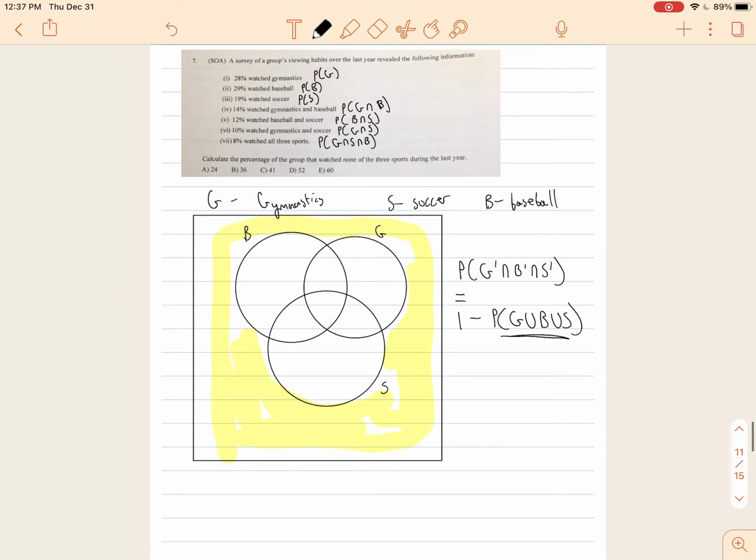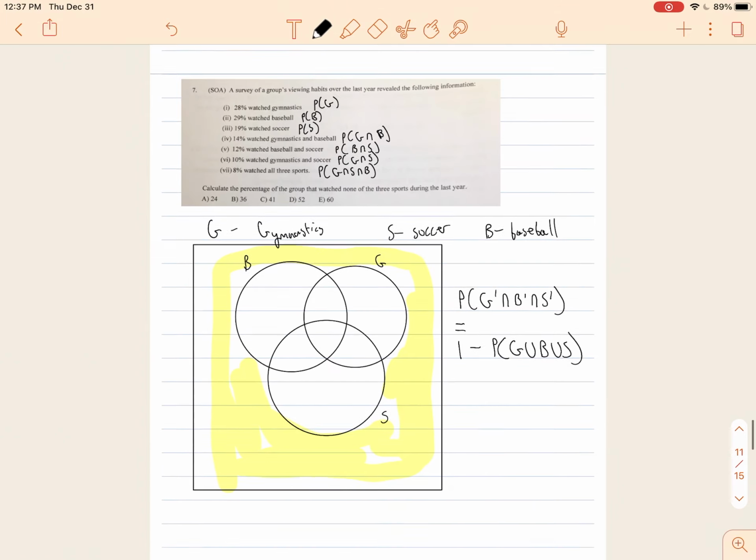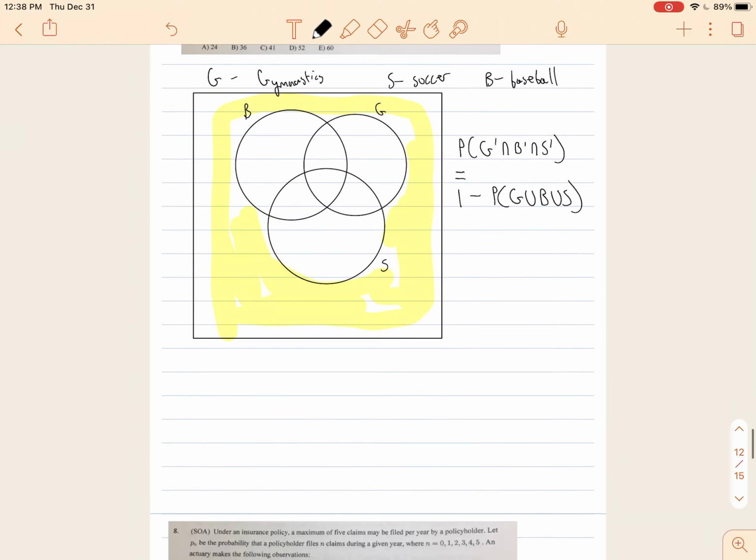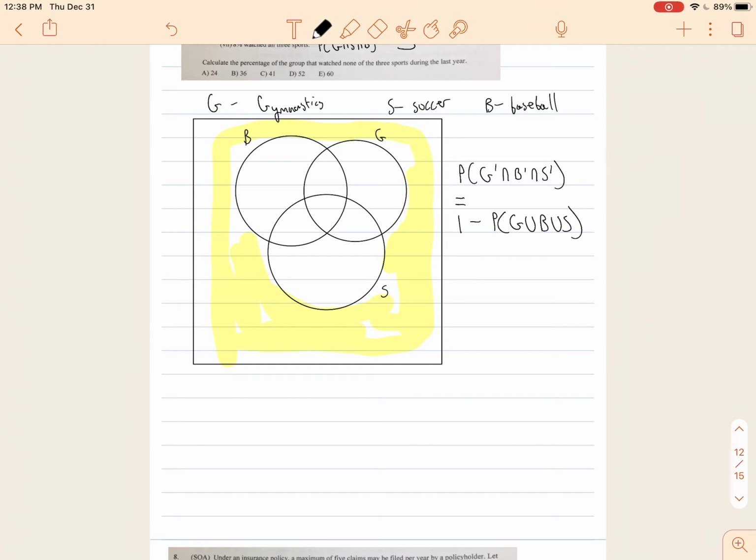But how can we find this? Well, look at the information we're given. We're basically given every single data point in here. The only problem is that sometimes they are repeated. So the probability of G already contains the intersection of G and B, and the intersection of G and S, and the intersection of G, S and B, right? So to find the union, you just have to use the union formula, but on a larger scale. So let's go ahead and calculate the union of everything.